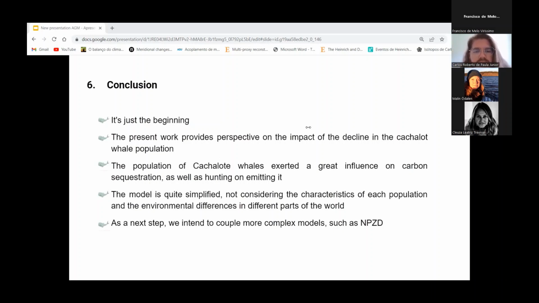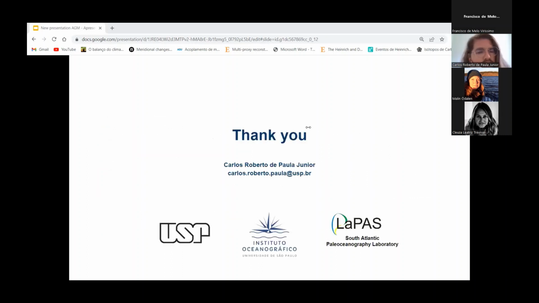The present work offers a perspective on the impact of cachalot whale population decline. The population of cachalot whales exerted a great influence on carbon sequestration, as did hunting on this emission. This model is quite simplified, not considering the characteristics of each population and the environmental differences in different parts of the ocean. In the next step, we intend to couple more complex models, such as NPZD models.